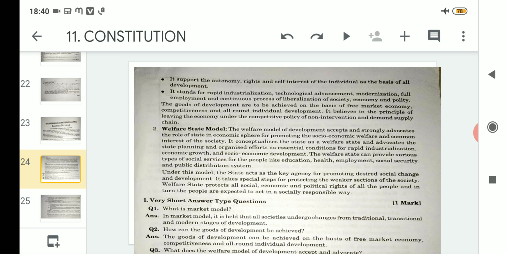Clear? So with this I will wind up today's topic, and in the next class we will discuss the questions and answers related to this model.